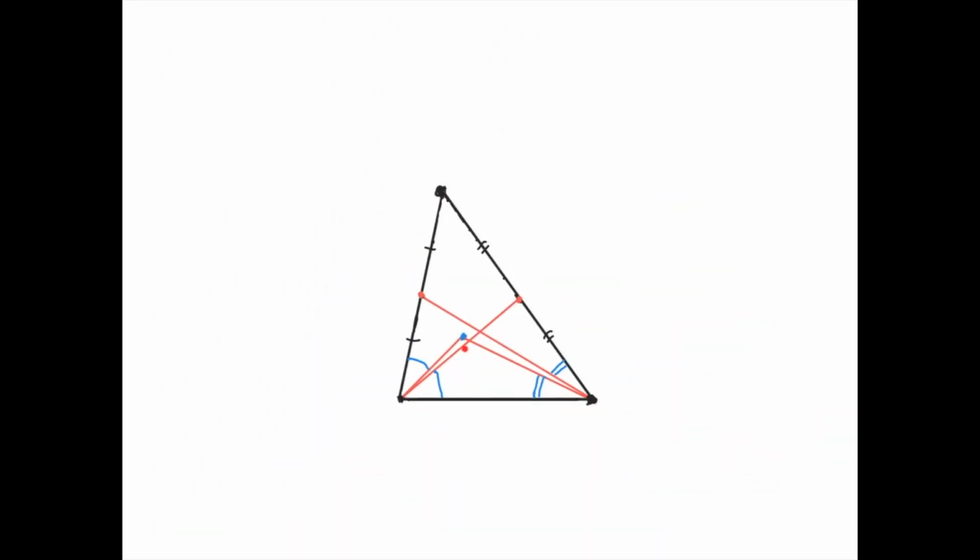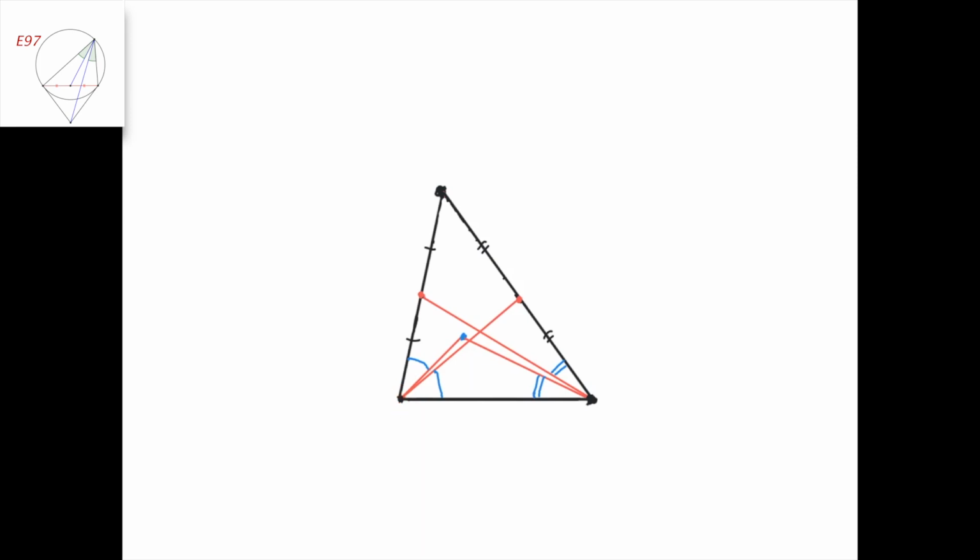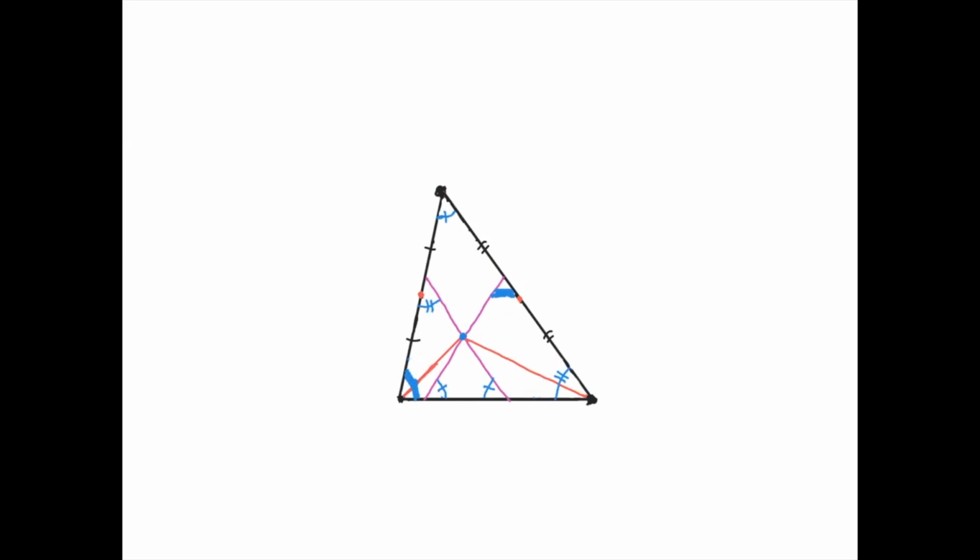So here's our Lemoine point marked in blue. This is our triangle, and these are the medians in the triangle. The line connecting this vertex with the Lemoine point is a symmedian in the triangle, and therefore it's isogonal to the median. And so this angle equals this angle. And for the same reason, we know that this is a symmedian, and so this angle equals this angle. Now I'm constructing two lines, this line and this line, that pass through the Lemoine point, and that have the property that this angle equals this angle, and that this angle equals this angle.